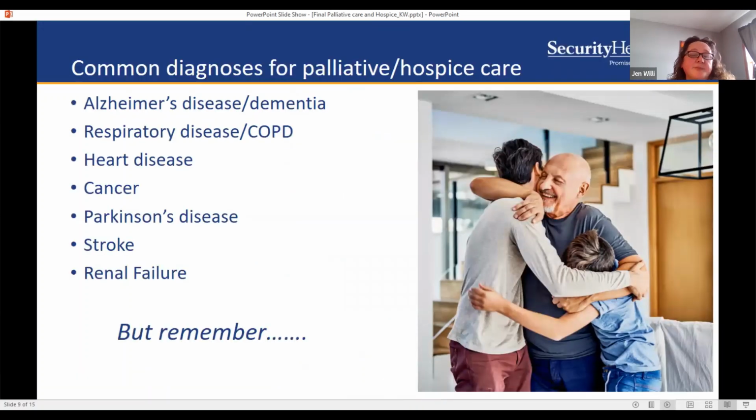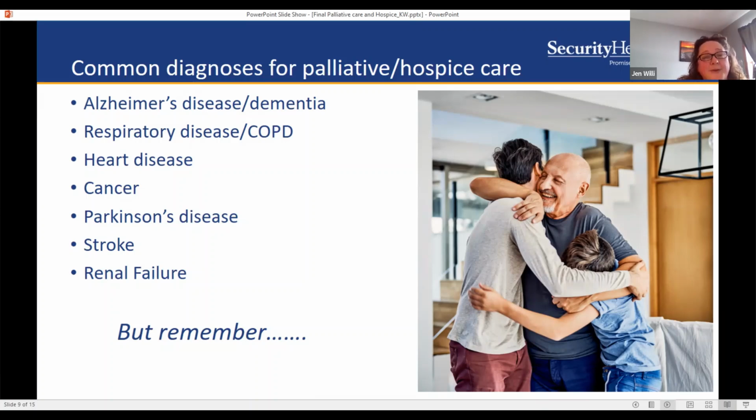Common diagnoses for palliative and hospice care. Again, there's going to be a lot more than this, and this is just going to be a sampling. And sometimes people have multiple diagnoses that, again, qualify them for palliative care or hospice care. But some examples are Alzheimer's disease and dementia, respiratory disease, COPD, heart disease, cancers, Parkinson's disease, stroke, and renal failure.